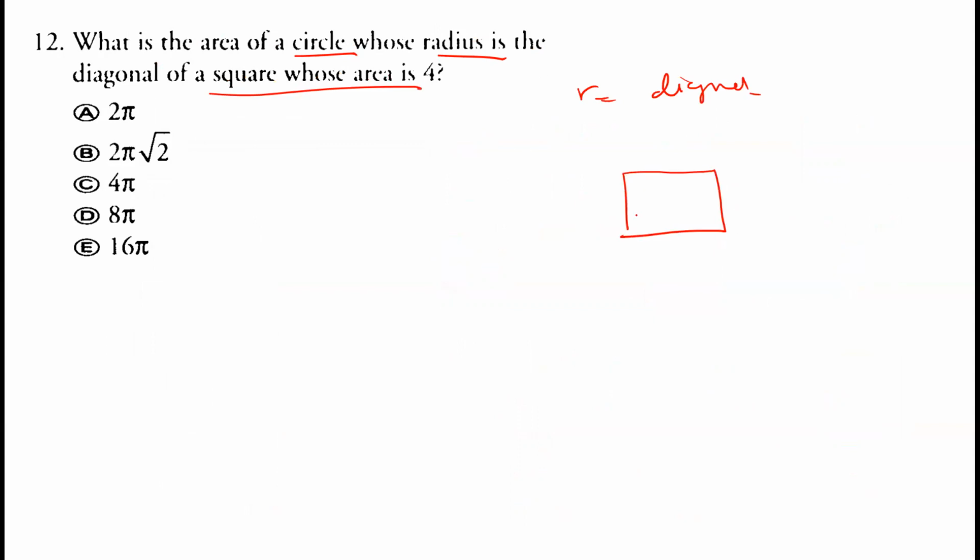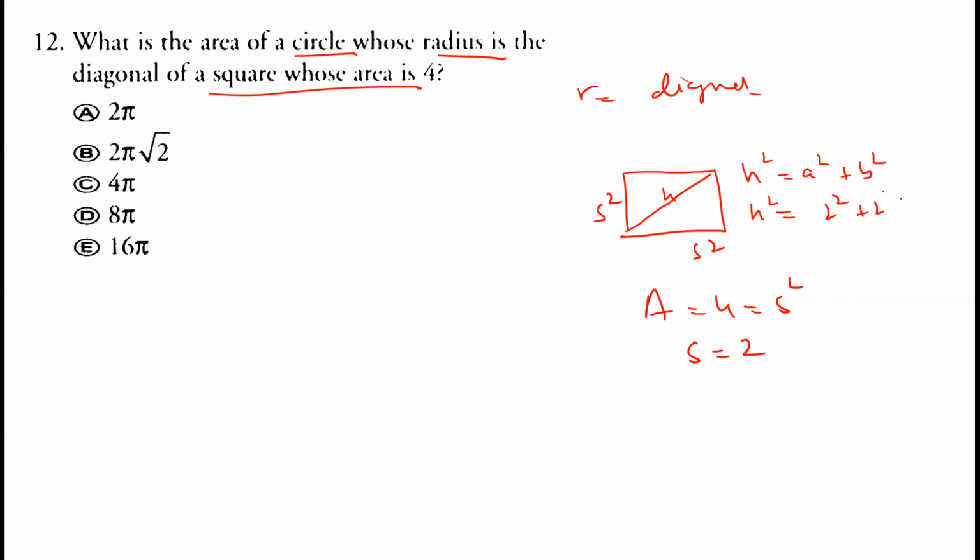So area is 4. So S and S. Area equals 4 equals S square. So S equals 2. We know that the sides are equal to 2. And this diagonal would be h square equals a square plus b square. Again, Pythagoras theorem. So h square equals 2 square plus 2 square.